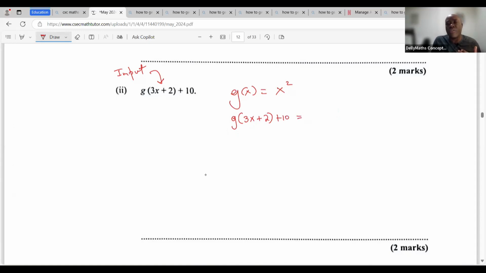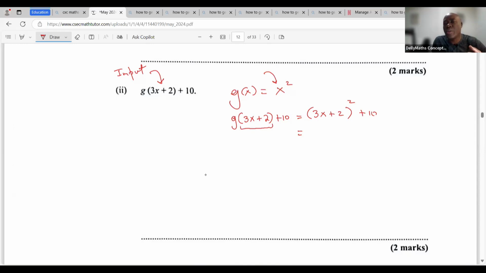So I want us to be very careful. All we're going to do is to remember that the input, which is this part, has to go where the x is. So I'm going to open a parenthesis for my x. This plus 10, I could put it back because it's not a part of my input. So my input, you notice I'm putting back my square because I'm squaring x now. So we have 3x plus 2. So basically, I'm going to put the 3x plus 2 where the x was. And then there's a plus 10 hanging at the back.